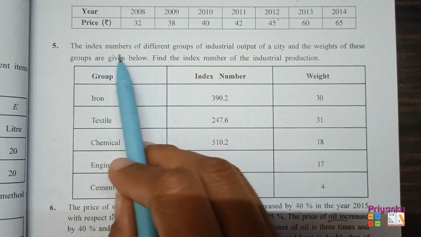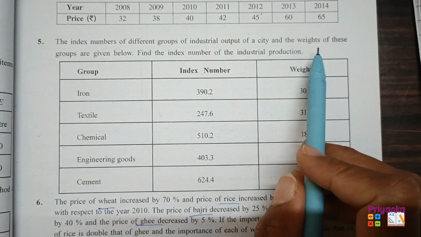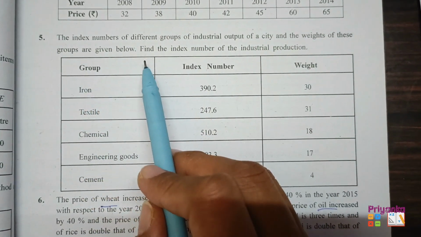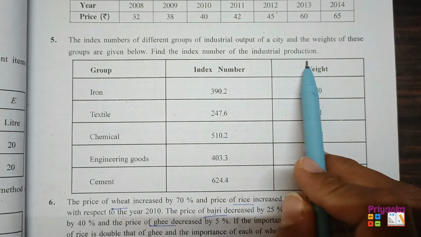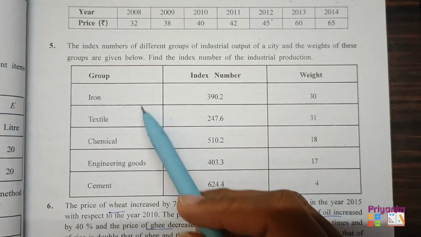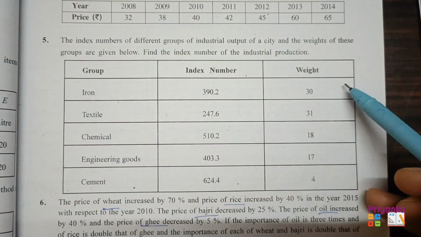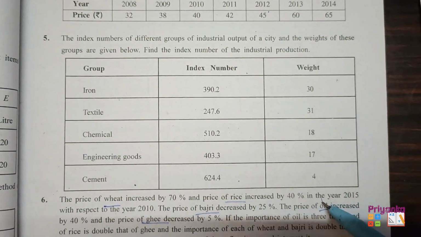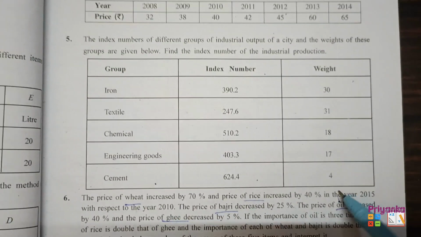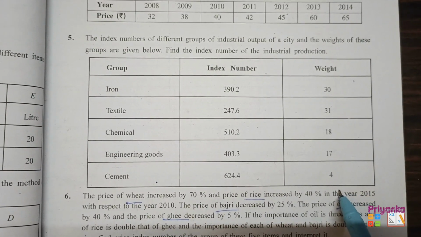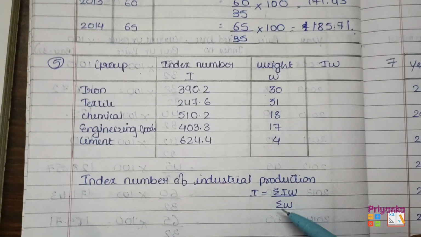Question number 5. The index numbers of different groups of industrial output of a city and the weights of these groups are given below. Find the index number of industrial production. Here you can see the group 1, 2, 3, 4, 5 information is given. On that, index number is given and even the weight is given. So as per this information, here we are going to find out the general index, the weighted index number. So take all the information in a table.